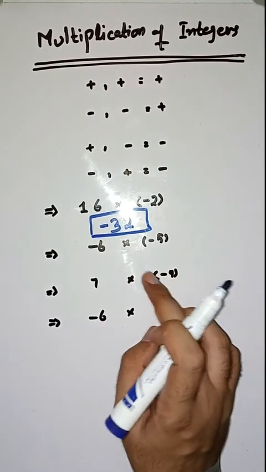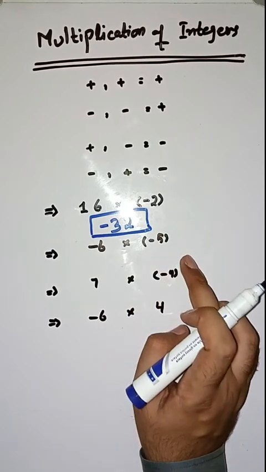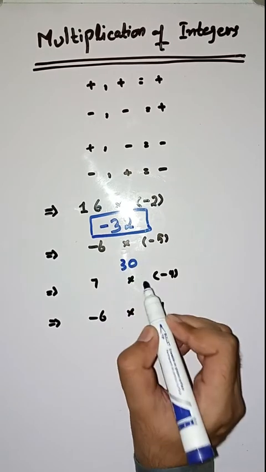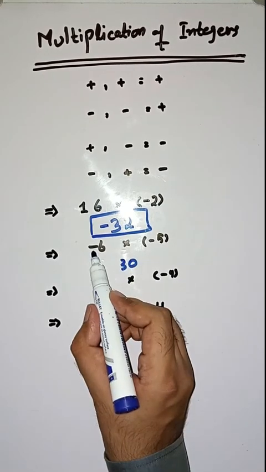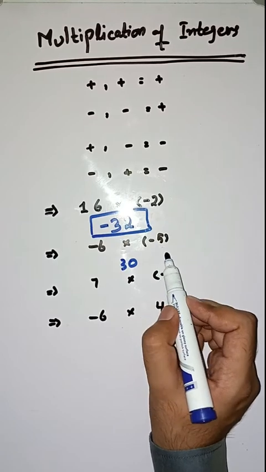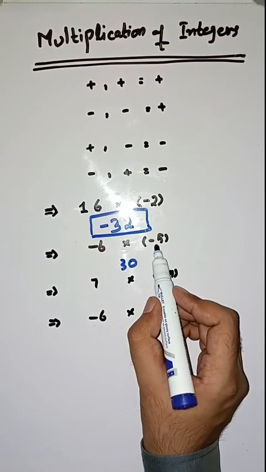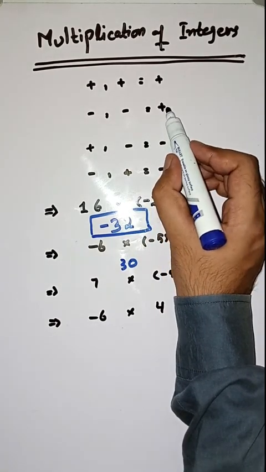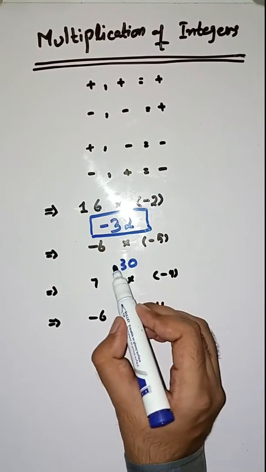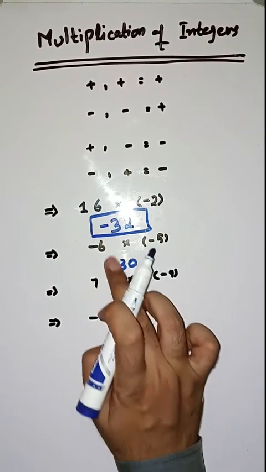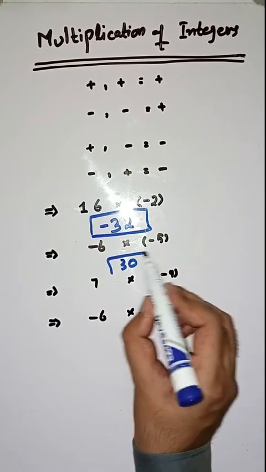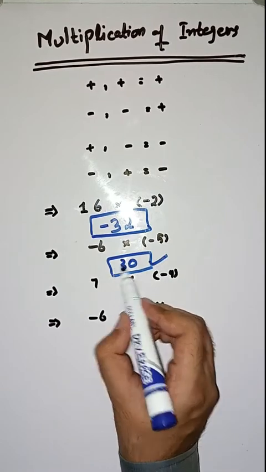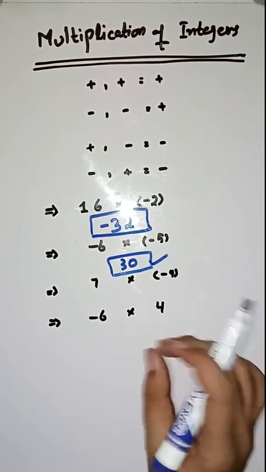Let's take another question. -6 into -5. First we will multiply digits. 6 into 5 is equal to 30. Now consider the signs. -6 and -5, both integers are negative. Minus into minus is equal to plus. We did that: minus into minus gives plus. So -6 into -5 is equal to +30. It is not necessary to mention a plus, because if any number is written like this, it is considered positive. So -6 into -5 is equal to 30. Now a minus will not come with it. Got it? Now take another question.